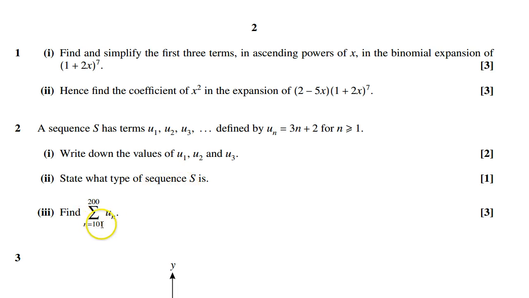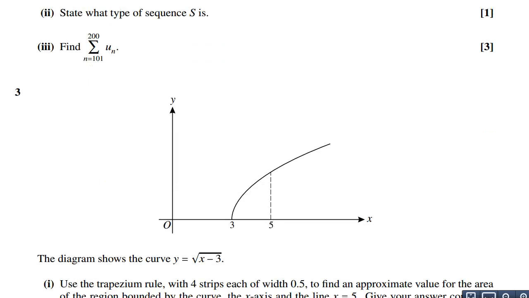And then find the sum here, from 101 to 200. That's the difference between the two sums. The S200 take away the S100 will give us this tail sum, won't it? So question 2 is okay. Slightly non-trivial though, and does need a little care.